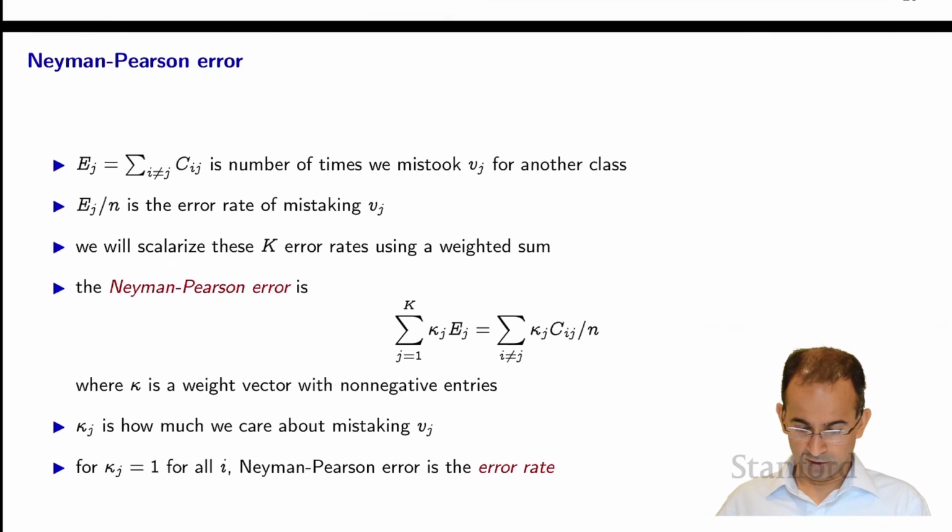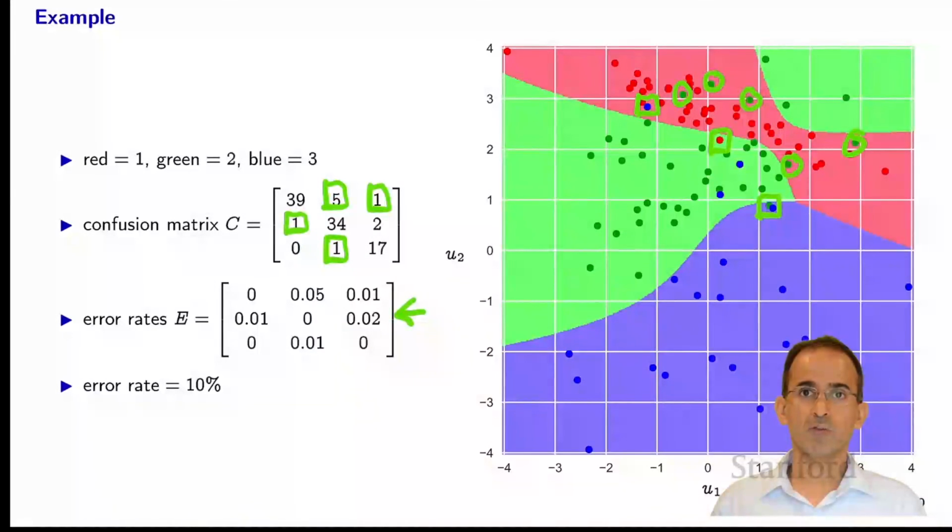So in our 3-class example, there are 6 possible types of errors. And so you could have 6 different kappa values and use those 6 different kappa values to weight the different errors. And that would be a perfectly fine performance measure. In fact, we don't do that.